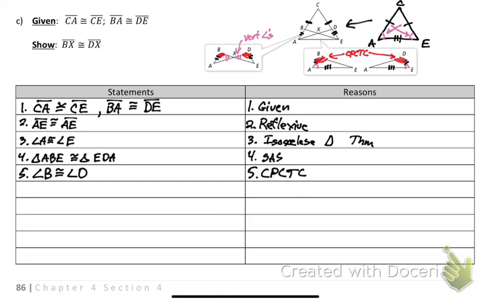And Santiago, notice we had vertical angles there. So we could now say that angle BXA is congruent to angle DXE. That is going to be vertical angle theorem.